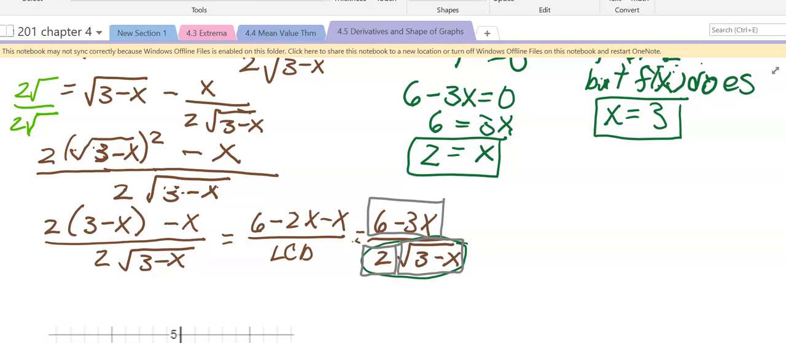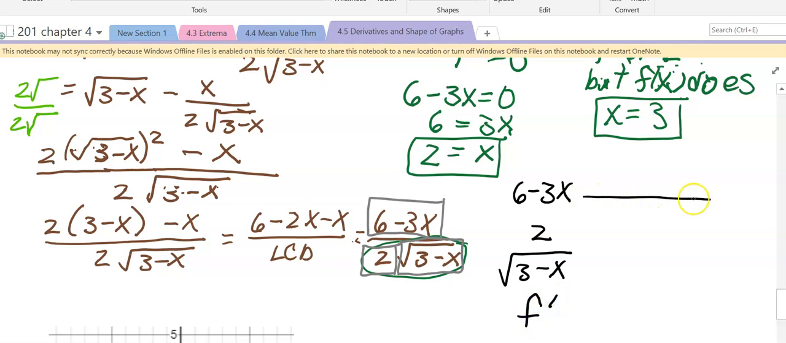Let's write these out to the side. I'm going to leave 6 minus 3x as one factor. 2 becomes a factor by itself, and the radical of 3 minus x is also a factor. Together, these all produce the first derivative.